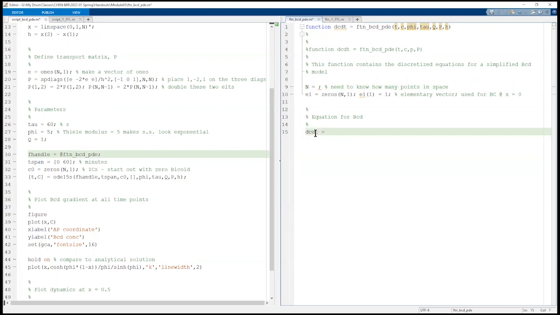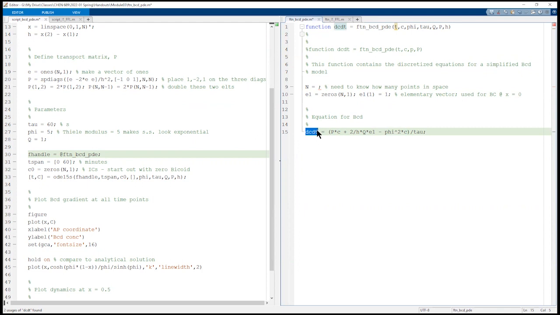dC/dt = P times C plus 2 over h times Q times E1, minus phi squared times C over tau. Perfect. Okay, so what you see here is this is a matrix, and that's fine, right? This is a vector. This is a vector. That's okay. Matlab knows how to work with all of these things. And when this all works out, you get a vector, which is this long vector. It's like 51 points.